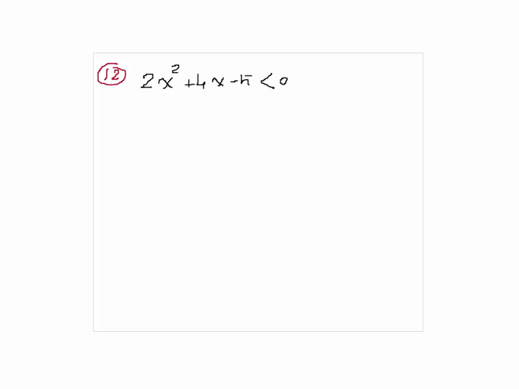What we are supposed to do is find the interval notation that says this expression is negative, or less than 0. For different x's, 2x squared plus 4x minus 5 can be positive or negative. The best way to solve it is finding the roots of the quadratic equation which comes from that inequality. So I'm going to write the equation instead of the inequality: 2x squared plus 4x minus 5 equals 0.